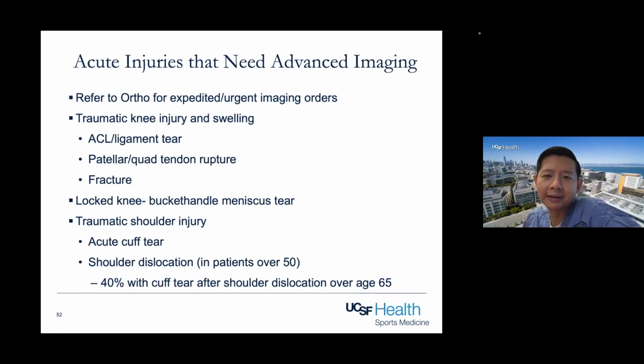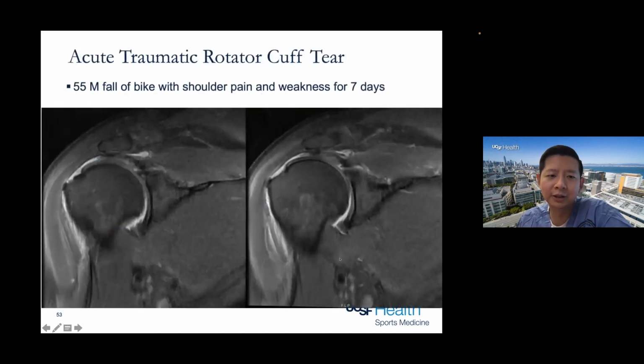Then there are acute injuries that can bypass that, where we just need the images. The best way to do that is getting them to see an orthopedic surgeon urgently, because the ortho office sometimes can do peer-to-peers if we need to discuss what we're worried about and why it necessitates an urgent MRI. Some of these injuries include ACL tears, quad tendon ruptures, some fractures that need advanced imaging, bucket handle meniscus tears, acute trauma for the shoulder, acute falls, and shoulder dislocations in patients over age 50, because almost 40% of those patients will get a rotator cuff tear if they dislocate their shoulder over age 50.